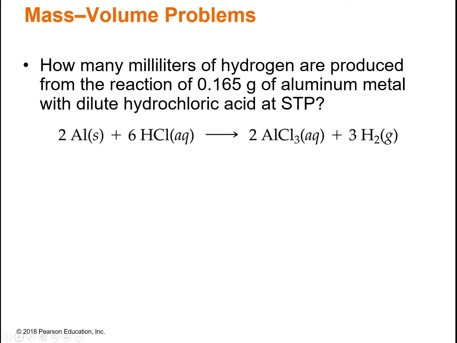Let's say that we have aluminum metal and we're combining it with dilute hydrochloric acid at STP. Remember, molar volume has to be at STP, so you'll see that in the problem. And the question is, how many milliliters of hydrogen are produced from this reaction? We have to first identify the type of problem, because again, you're not going to have a title that tells you. The question is asking for the number of milliliters of hydrogen. Milliliters is a volume.